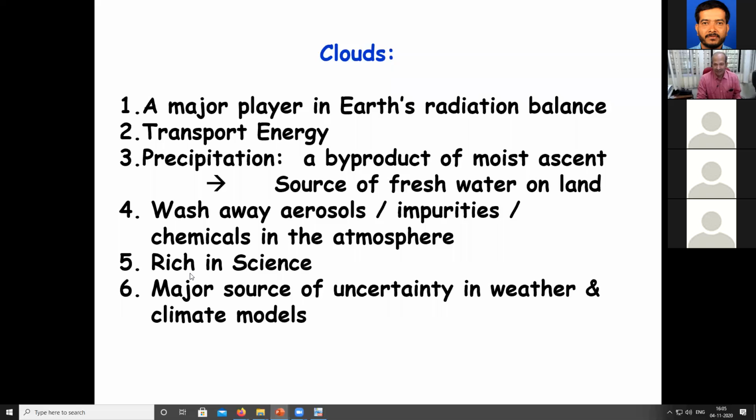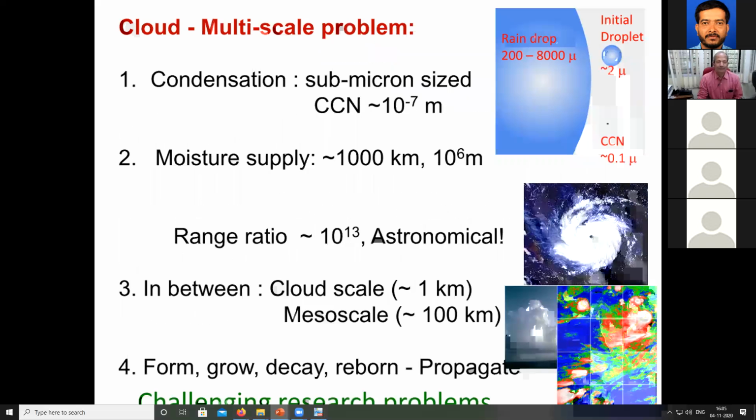Then they have very rich science, and they're a major source of uncertainty in weather and climate models. If you look at the present, in all the climate models or even weather models, the toughest challenge is how to handle these clouds, especially those cumulonimbus clouds we have seen. So when you have seen that INSAT picture where clouds were there all the way from India to the Pacific Ocean, that's why we call it a multi-scale problem.